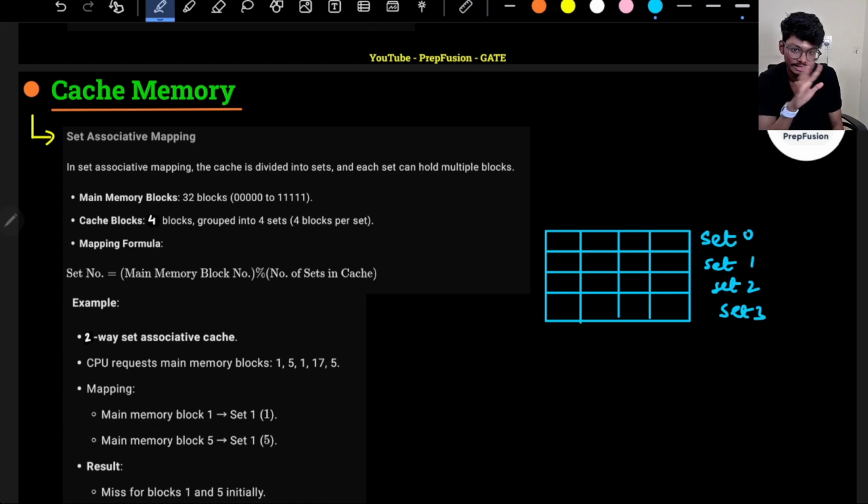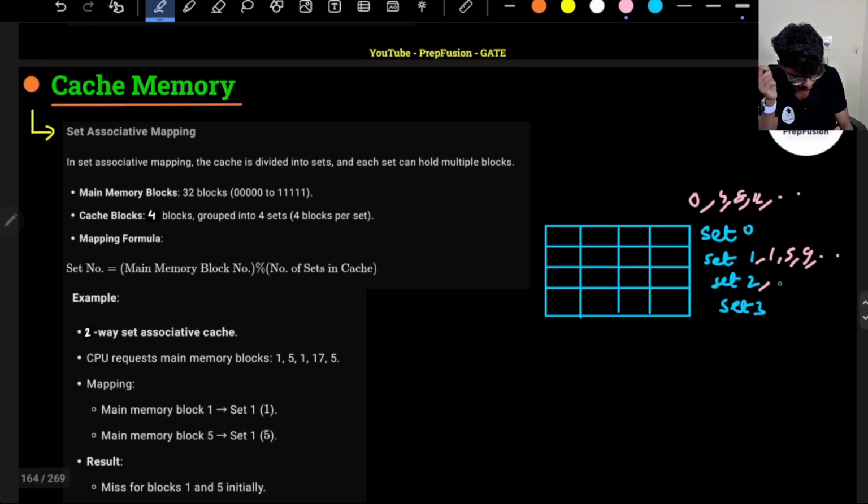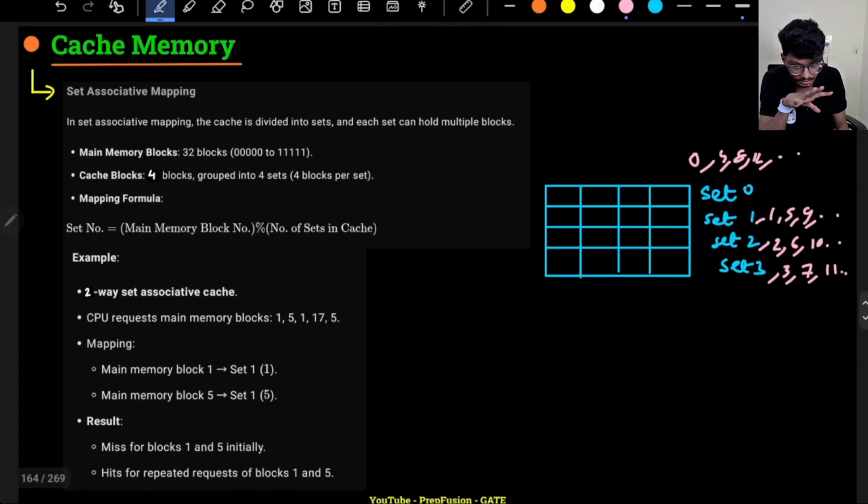So in these 4 blocks, anything can stay. In set 0, what block numbers of main memory can be there? 0, 4, 8, 12 and so on. In set 1, what block numbers can be there? 1, 5, 9 and so on. In set 2, it will be 2, 6, 10 and so on. And in set 3, it will be 3, 7, 11 and so on.